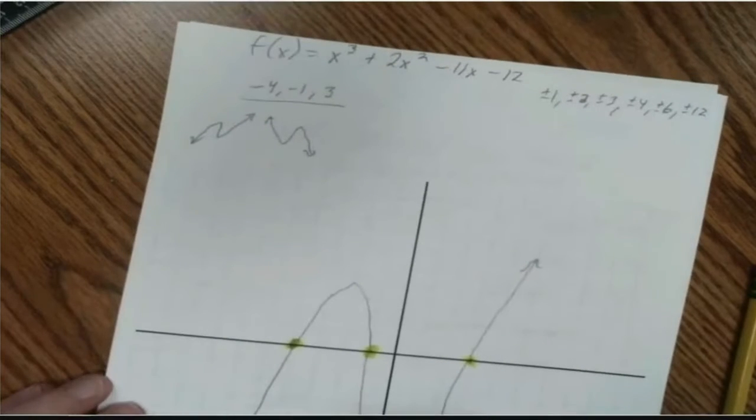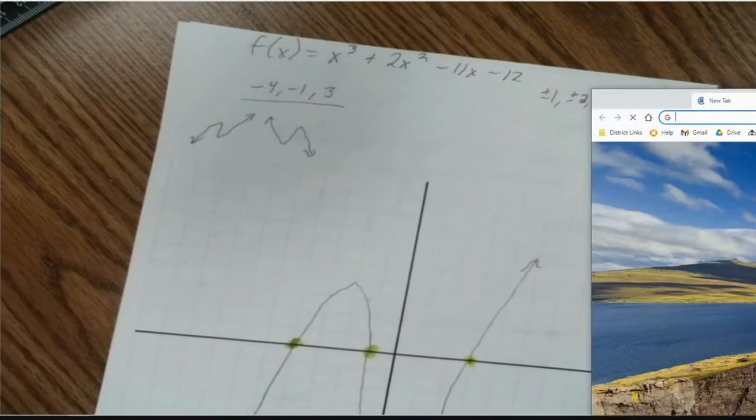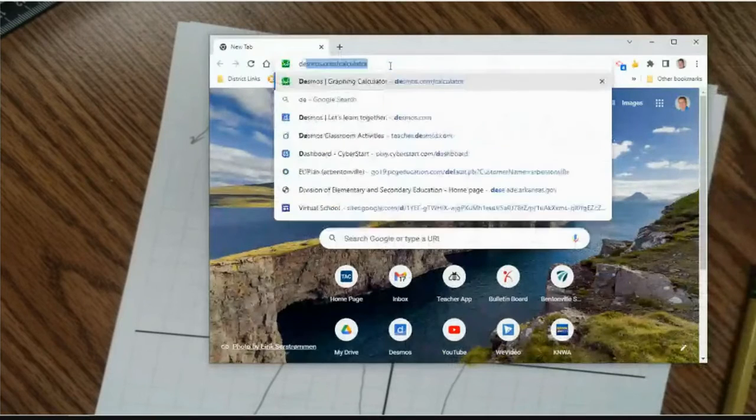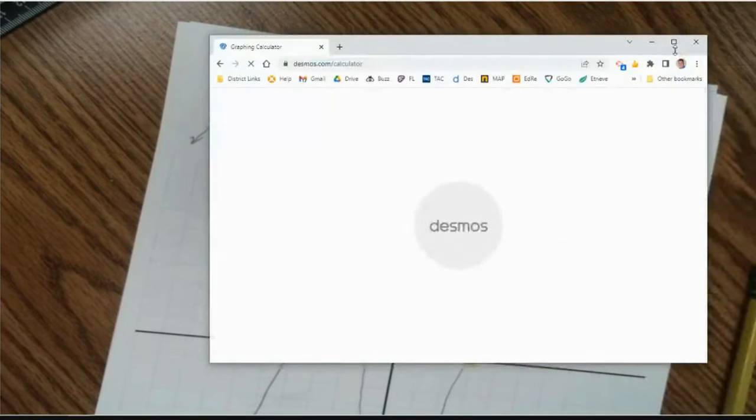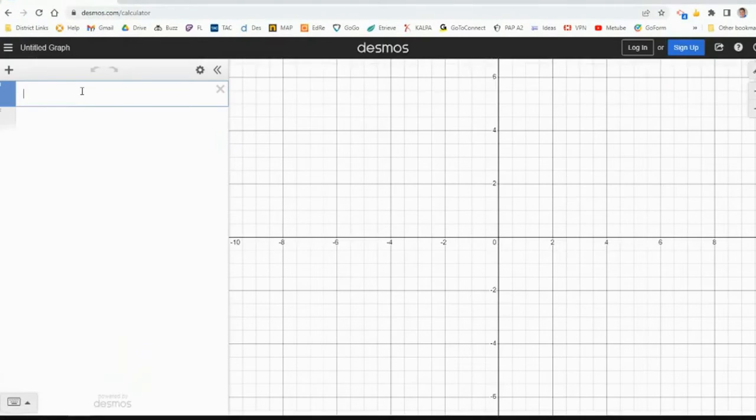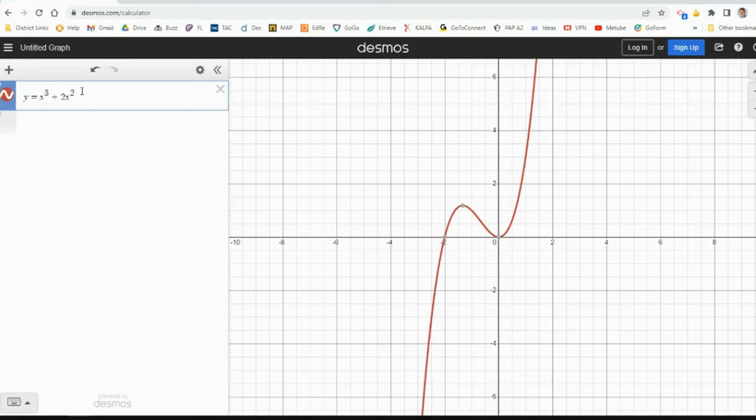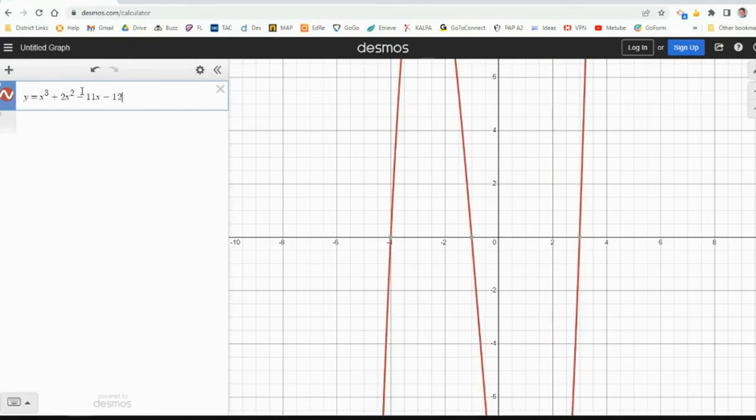So let's put that on Desmos just to see what the actual graph of it looks like. We're going to put it up here on the screen. In the Desmos calculator, we'll put y equals x to the third plus 2x squared minus 11x minus 12.